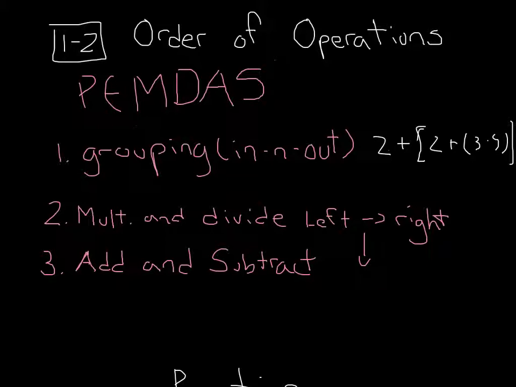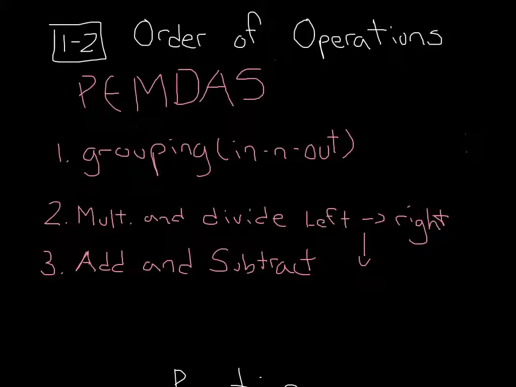With the in and out method, you start with the innermost equation, which is this parenthesis, and then after that you do this bracket as a whole. So you do 3 times 5, and then add 2 to that number: 15 plus 2, which is 17. So you do 2 plus 17, which would be 19. I hope that makes sense. So you first start with the bracketing, or the grouping. Remember the in and out method.